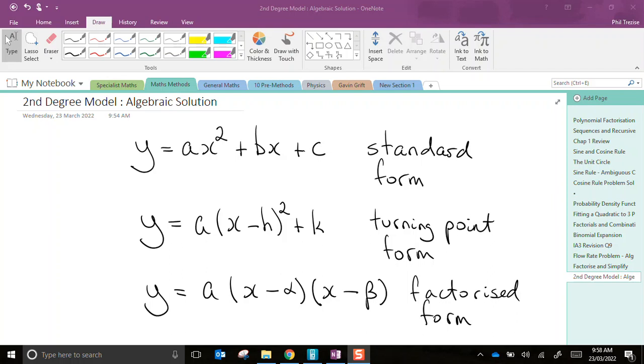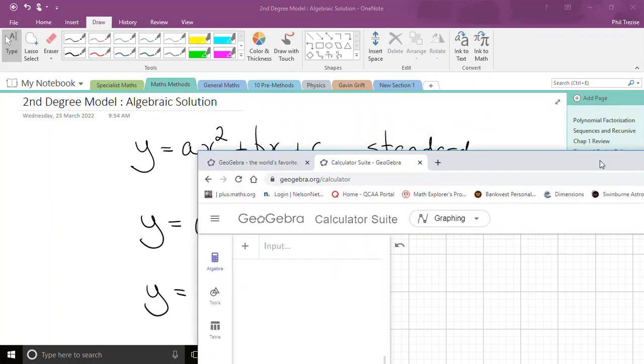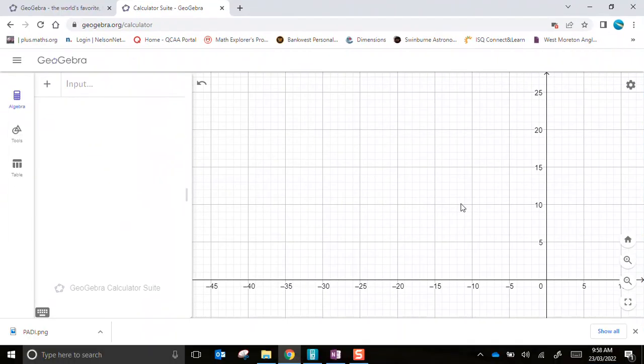And lastly, we could have it in factorized form. So imagine we took a common factor of a from the standard form, we'd be left with a monic quadratic, and then that monic quadratic would have two roots, perhaps two different roots, perhaps the same, and we could have x take alpha, x take beta, where alpha and beta are the roots of the equation. So let's see how this might happen.